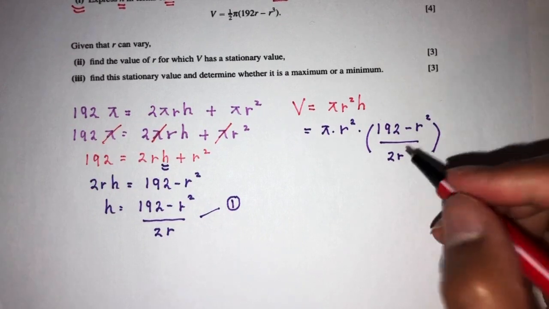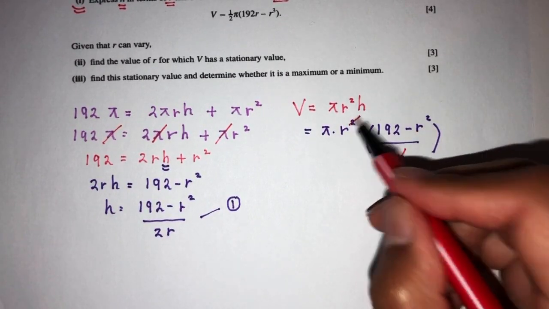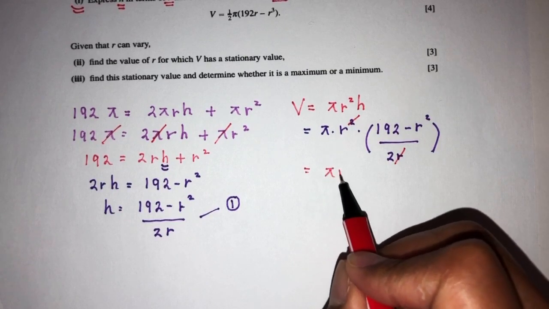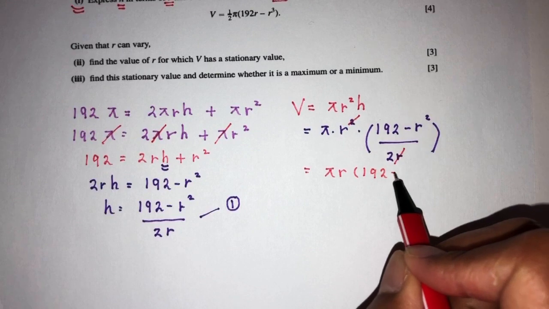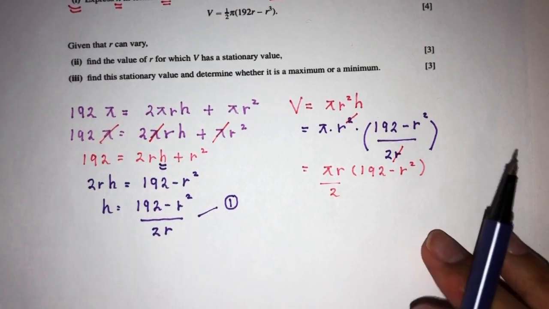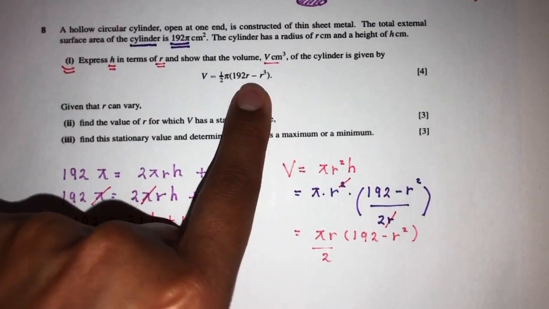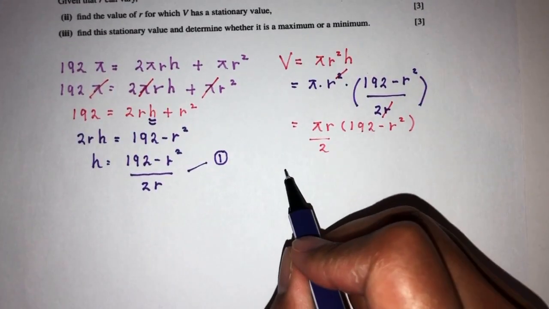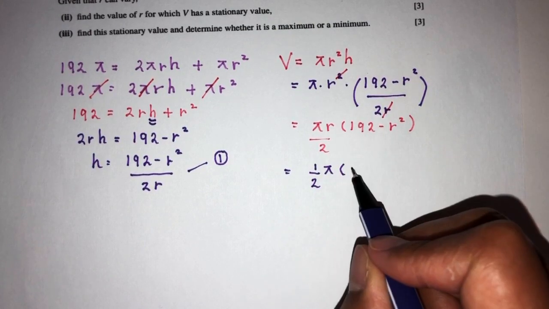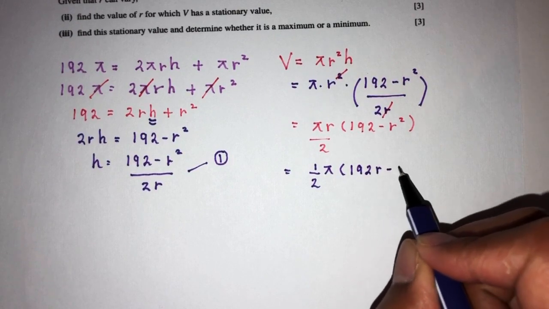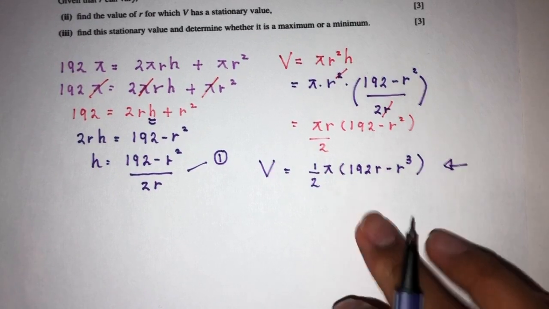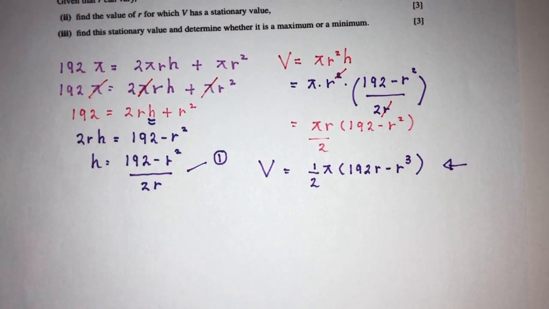Simplify, let's see what we have. So this and this will cancel out, so you will have pi r times 192 minus r squared, divided by 2. So let me rewrite this so we can have it exactly as required. Let me send the r inside. You will have a half here, pi is here. Now we send the r inside. You will have 192r minus r cubed. That will be the value for V. That will be part 1 of the question, shown as required.